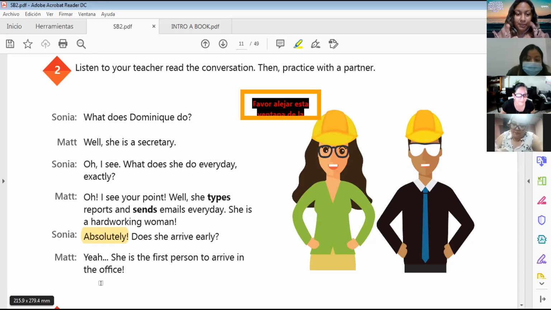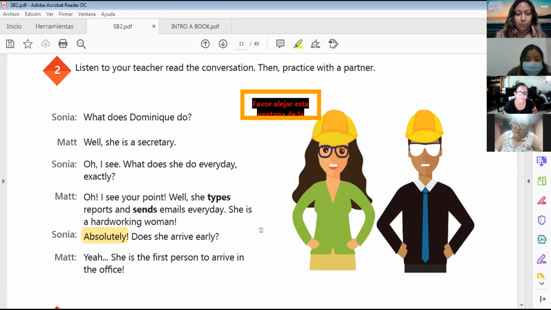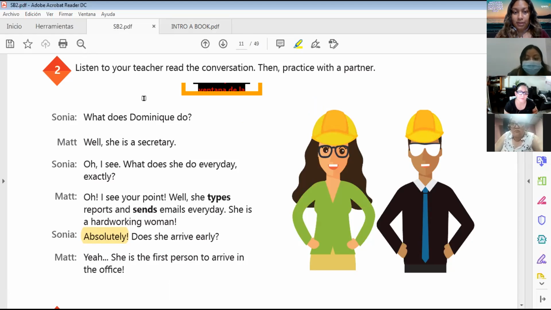Hard working. Check your chat. Trabajadora. You see? Hard working. Okay. Type is the verb to work on the computer. Escribir, pero en la computadora. Typear, we say in Spanish. Okay. She is a hardworking woman. Ella es una mujer trabajadora. Hardworking woman. Yes. Okay. More questions? No? Are we okay? Okay.